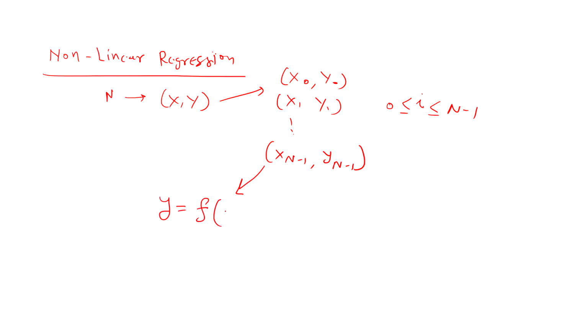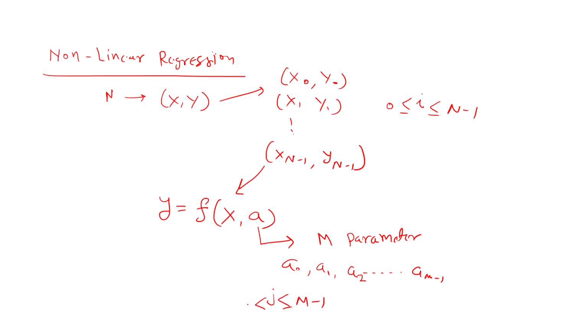function f of x and a. Now suppose this nonlinear function has m parameters. That means a is going from a0, a1 up to a m minus 1. And in this direction I am taking counter j, which is going from 0 to m minus 1.